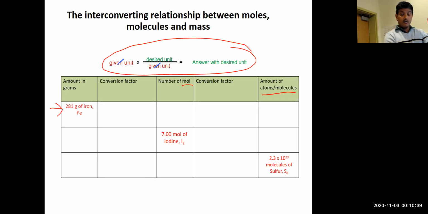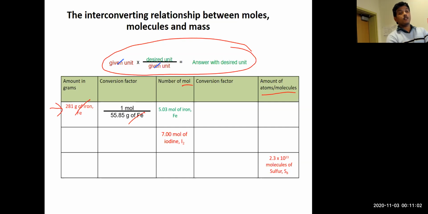So iron has a molar mass, so you use the molar mass conversion factor for 1 mole of iron. How many grams you have is 55.85 grams. So you can cancel out grams of iron to end up with moles of iron, which is 5.03.